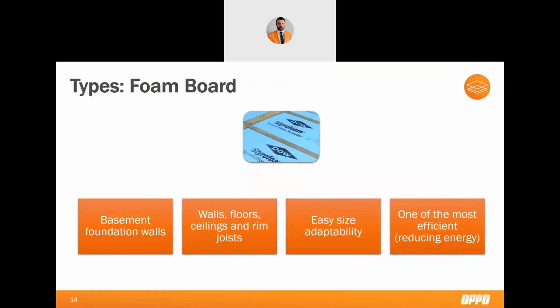Foam board insulation is mostly used in new construction, but can easily be used as a retrofit option. Foam board is great for walls, floors, and joists of all kinds. It is very easy to cut to size and apply. It also is one of the most efficient forms of insulation when it comes to reducing energy.